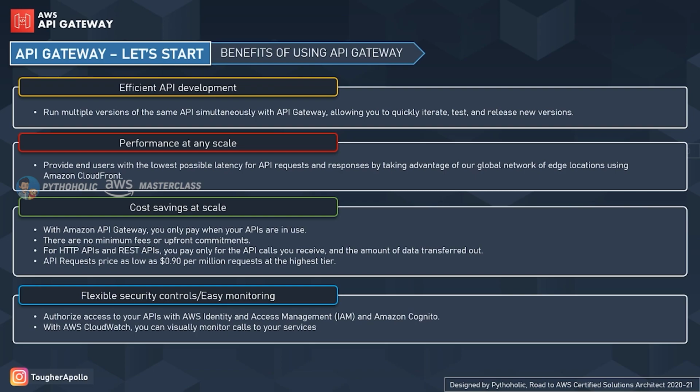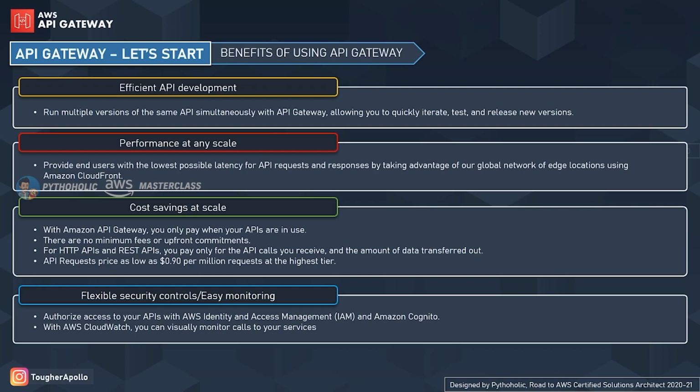So the second one that we have here is performance at any scale. Another very good feature is that API Gateway works along with AWS CloudFront to provide the lowest possible latency for API requests by using the global network of edge locations. Wherever your resources may be in the world, you will get the best experience when it comes to accessing resources like APIs. And the third one is cost saving at scale.